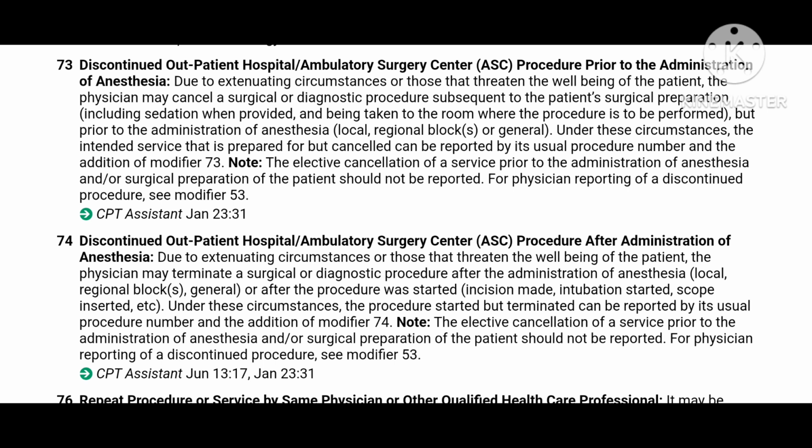So patient was planned to have a surgery, but on that day, prior to anesthesia, they are noting that there is some problem and they are cancelling the surgery. Then they can use modifier 73. Modifier 73, and as it is done in ambulatory surgical center, we are using modifier 73. And again in ambulatory surgical center only, the surgery was postponed or it was discontinued after giving anesthesia. Then you can use modifier 74. Modifier 74. So this will be used only with ambulatory surgical care.